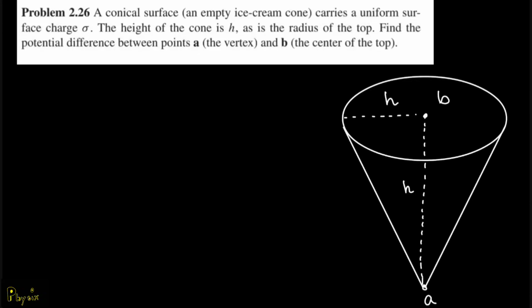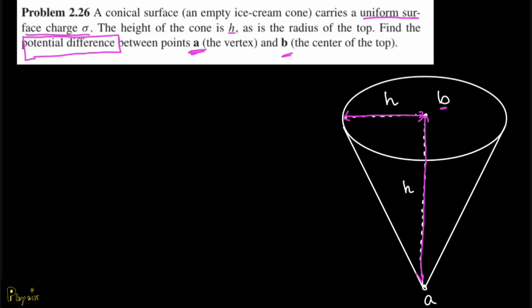Today's problem involves a conical surface and finding potential differences between points on the surface of a cone. So let's read the question. We have a conical surface, an empty ice cream cone carrying a uniform surface charge, sigma. The height of the cone is h, which means this height over here is h, and the radius of the top is h. Find the potential difference between the points A and B, B being over here and A being over here. All right, so let's approach this problem.